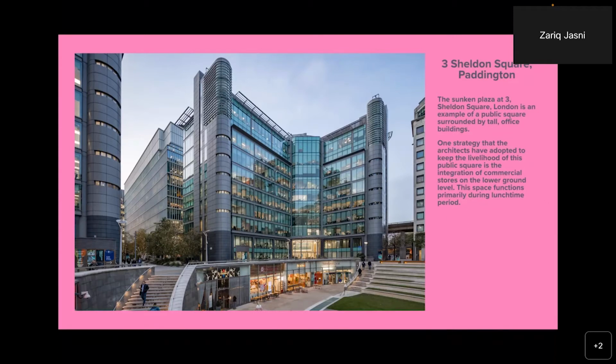So one strategy that the architects have adopted to keep the livelihood is by integrating commercial stores on the lower ground floor. What they did is they studied the human interaction, how office workers could use the space. So primarily, this space is used as a place where people could go for their lunch, and it is mostly active during the day, but less active during the night.